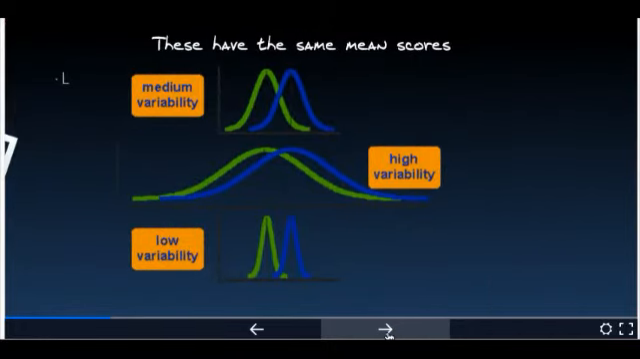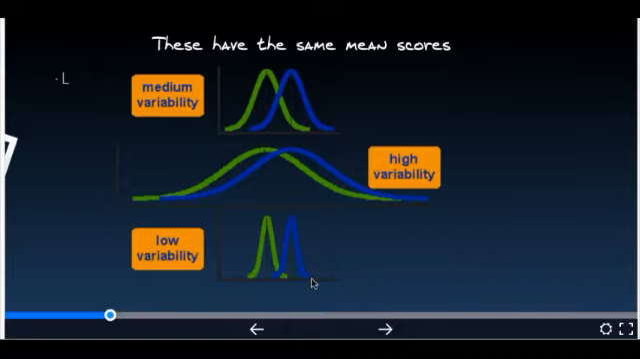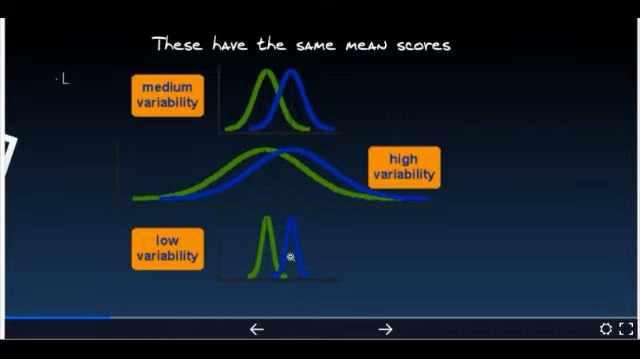Something that you have to remember is that it's not just the mean scores. This is very important. These three sets of bell curves here have the exact same mean scores. If you look at the bottom one with the low variability, you'll see that those two hardly overlap with each other at all. There's very, very little overlap, maybe just a couple people down there in the middle between that blue and green section. But for the most part, these two groups are really quite separate from each other.